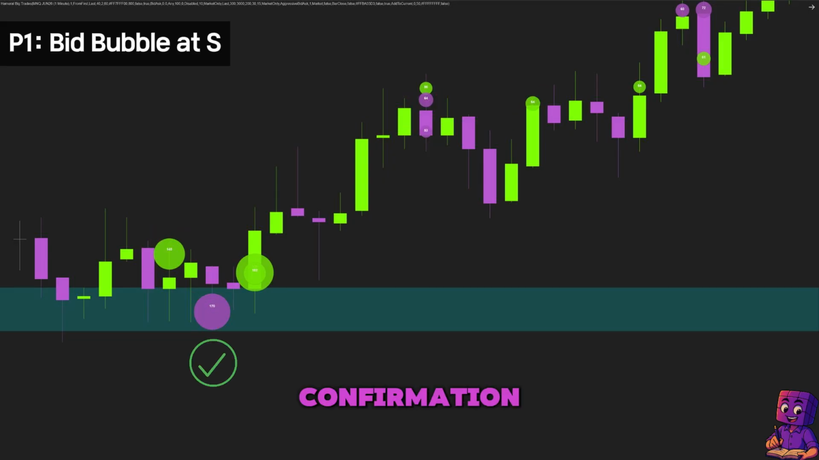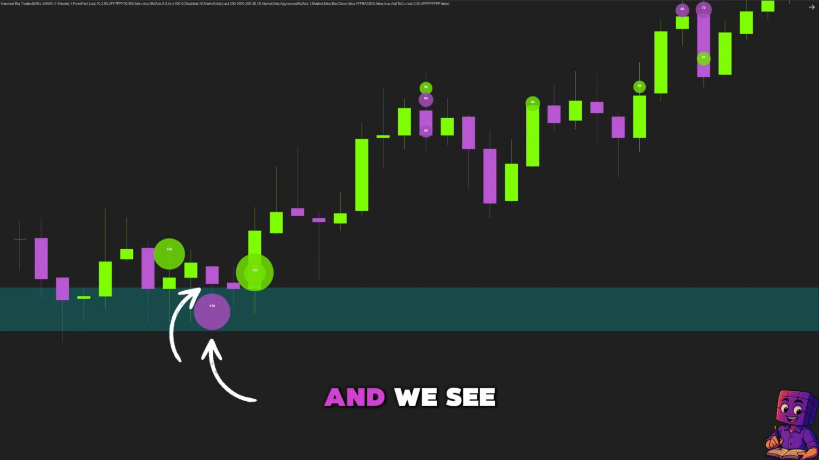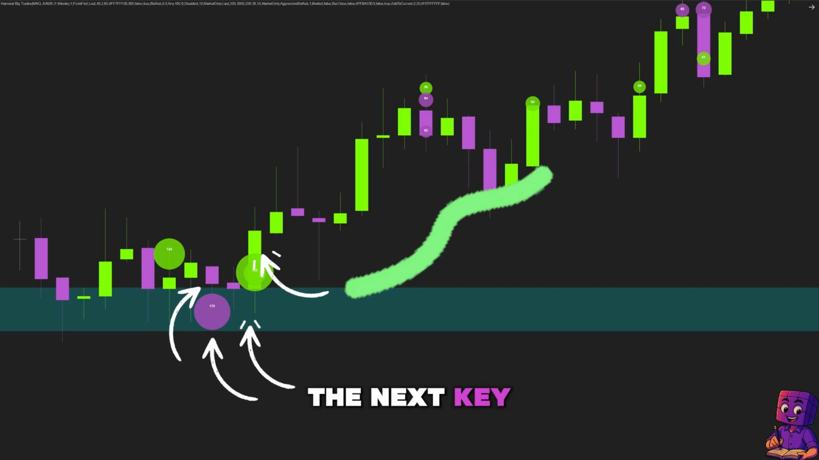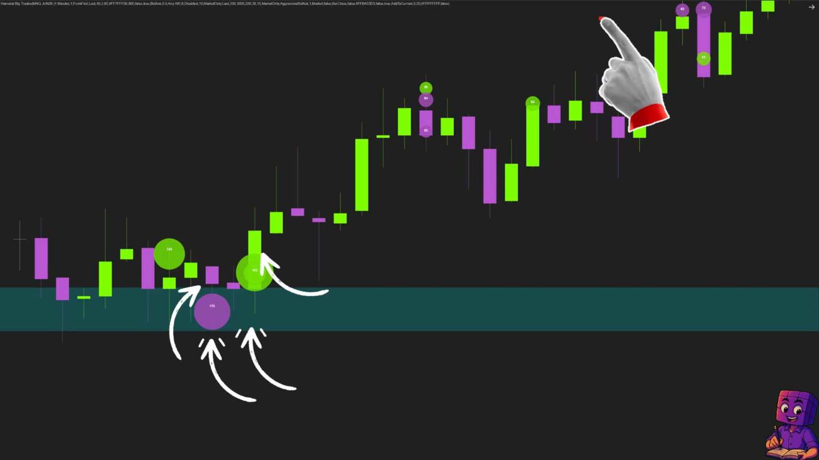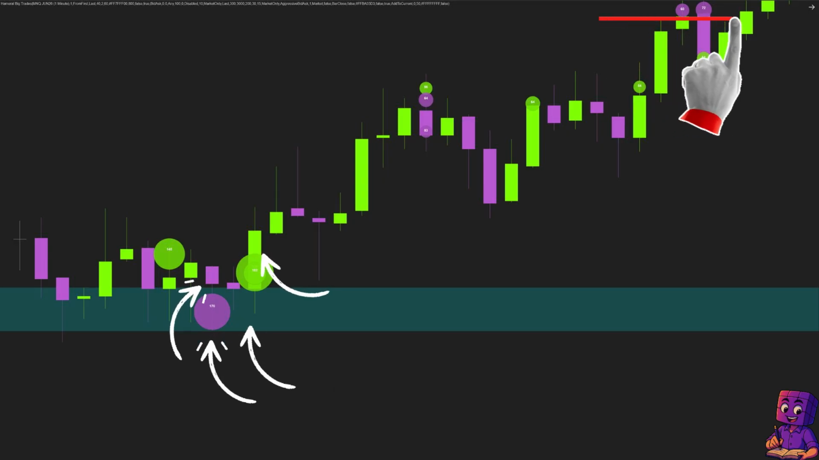We wait for confirmation, the price holds, and we see a bullish follow through. Then we look for targets at the next key zone, like previous value, HVN, VWAP area, etc.